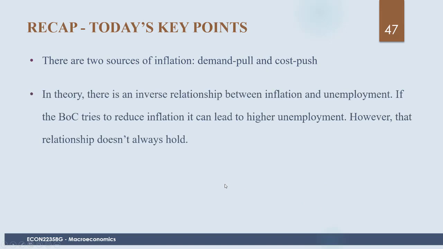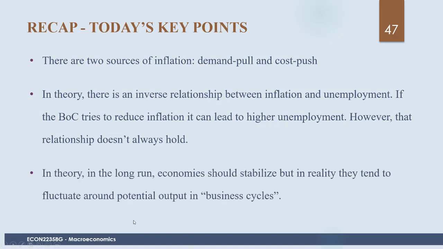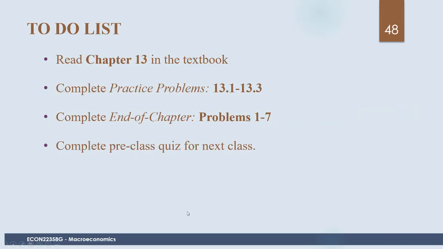So in theory, there's an inverse relationship between inflation and unemployment. If the Bank of Canada tries to reduce inflation, it can lead to higher unemployment. However, that relationship doesn't always hold, especially when we start thinking of cost push inflation. So in theory, in the long run, economies should stabilize, but in reality, they tend to fluctuate around potential output in business cycles. Okay, so that's the end of our lecture for chapter 13.